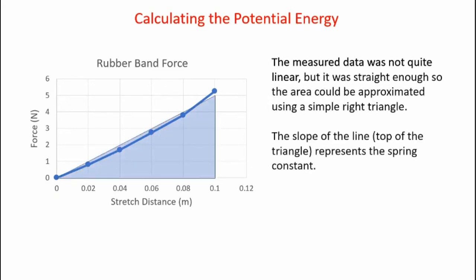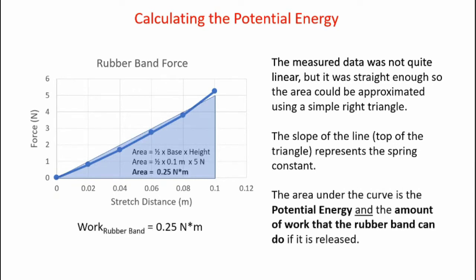Now, the slope of the line, or the slope of the top of the triangle, represents the spring constant of the rubber band system. And the area under the curve is the potential energy, and the amount of work the rubber band can do if it's released. If I calculate that area, 1/2 base times height, I get an area of 0.25 Newton meters, which is the work the rubber band can do.